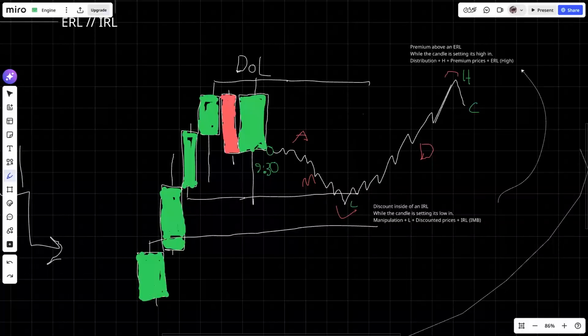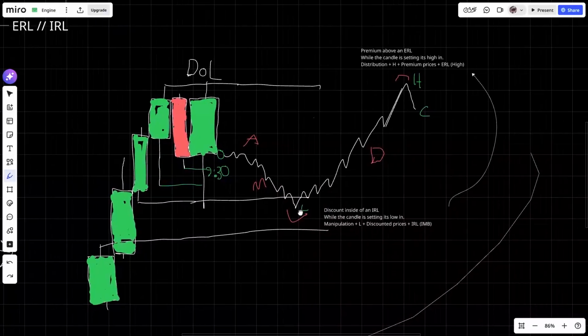So many of you will wait for 9:30. 9:30 sweeps this low or this low, and you try to long from these two lows here. What happens is you get stopped out. But if you truly understand what the market targets, you realize, wait, there's an imbalance down here. That's my IRL, my internal range liquidity. You would wait for the internal range liquidity to be swept so that we go into true discount. And then you could look for trades.